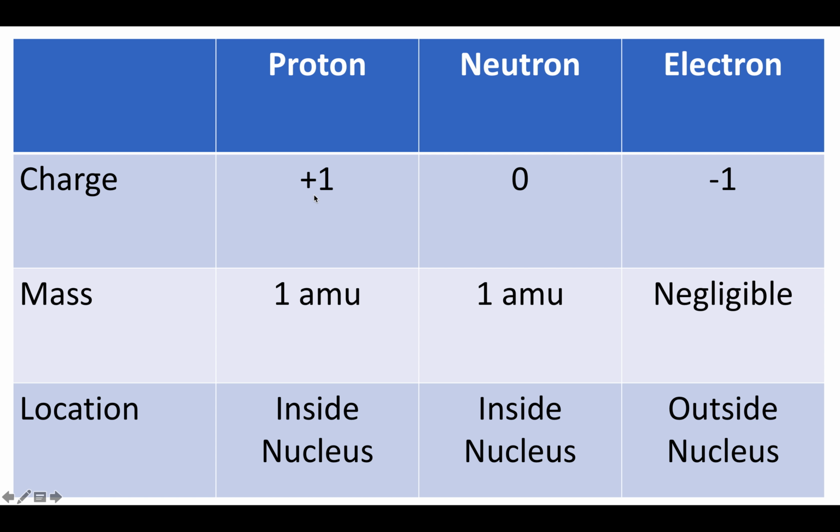For a proton, it's positive. For a neutron, it's 0, hence the name. It has a neutral charge. And for an electron, it's -1.